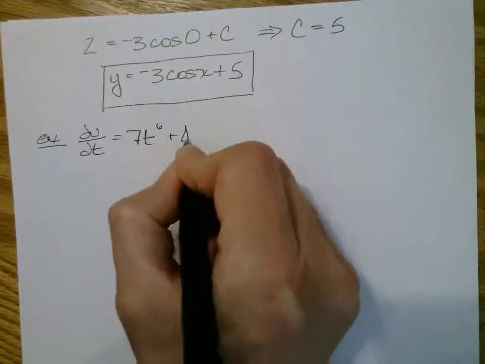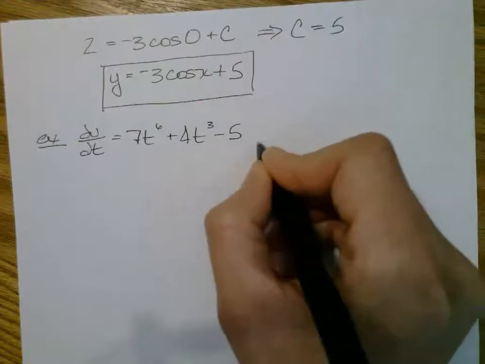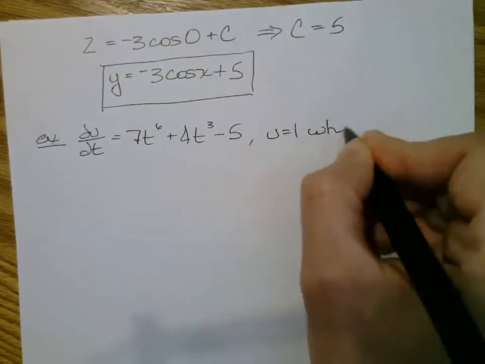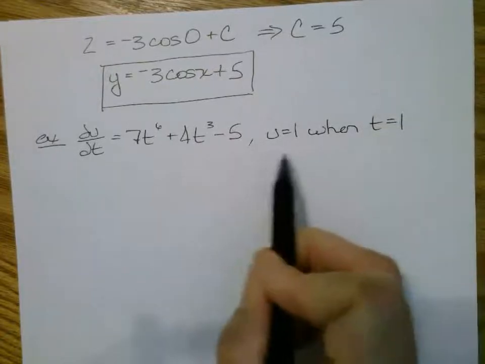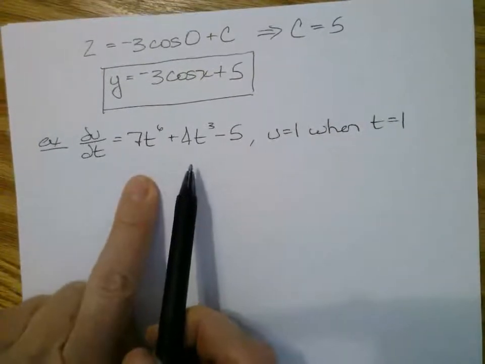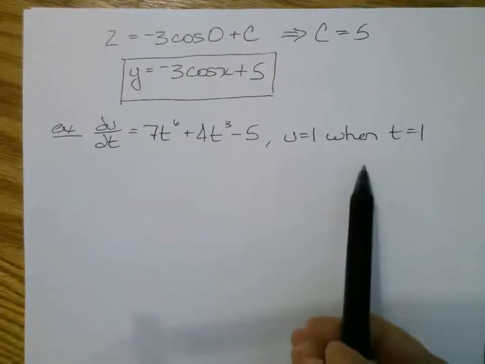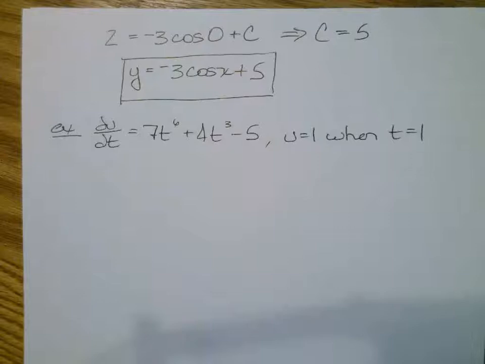So du dt is 7t to the 6th, plus 4t cubed, minus 5, and u is 1 when t is 1. There's my initial condition. So I'm going to be quiet for a minute. Let you go ahead. See what we get for a particular solution to this exact differential equation.